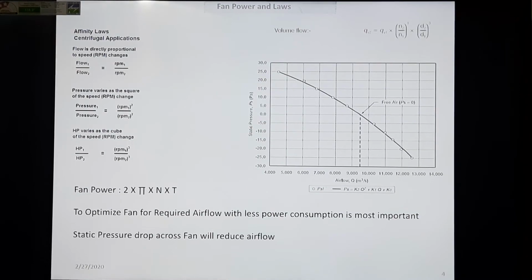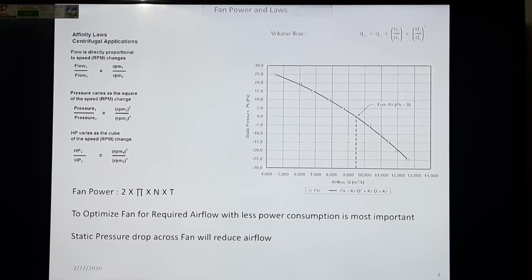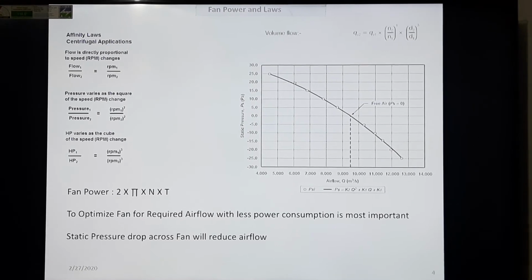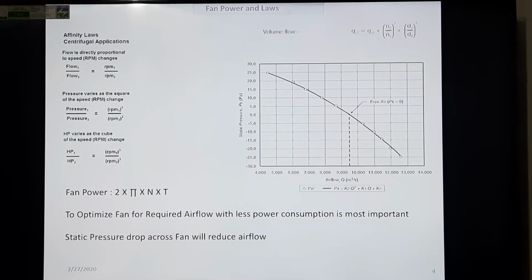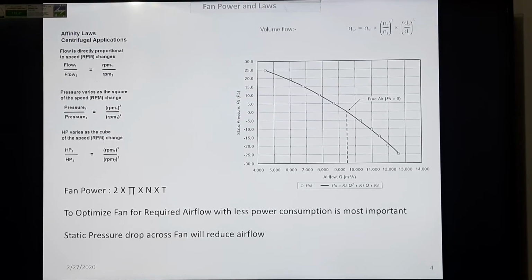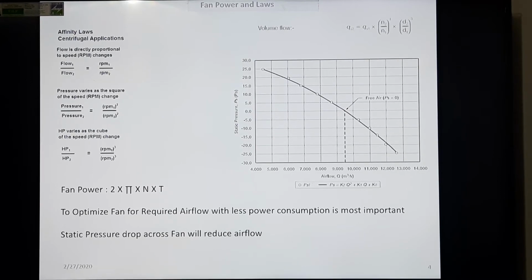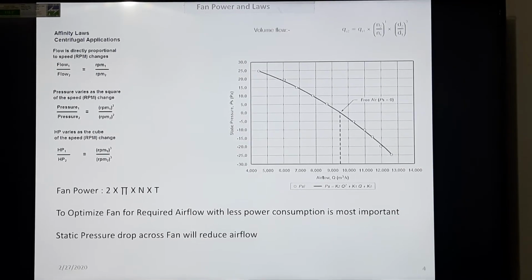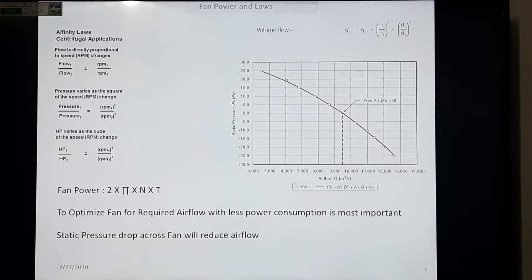2 into pi, N is the speed of the fan, and T is the torque consumed by the fan through direct drive or external drives from the hydraulic motor or the electric motor. To optimize the fan for required airflow with less power consumption, it is most important to design or select the fan properly. The static pressure drop across the fan will reduce the airflow, so it is recommended that the static pressure drop should be very low. So the restriction across the cooler, or behind the engine, the restriction across the system, should be very low. If your restriction is very low, your airflow will increase directly with the same power consumption.